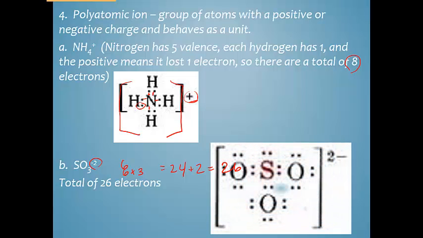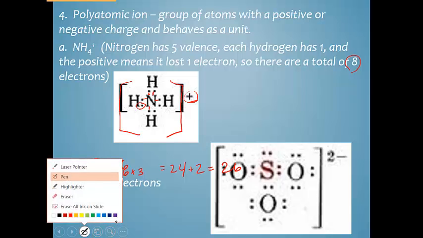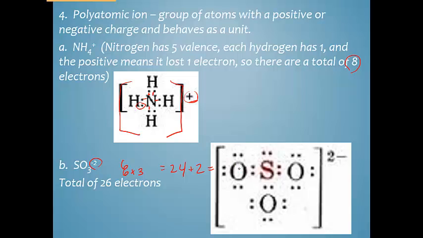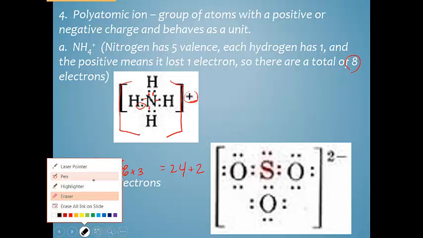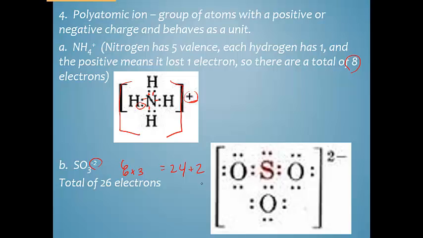So if you look at how all this is organized, let me erase some of this for you so we can see our oxygens here. We need to have a total of 26 electrons, and so if we count up 2, 4, 6, 8, 10, 12, 14, 16, 18, 20, 22, 24, 25, 26. We have 26 total valence electrons if you were to count up every single dot.